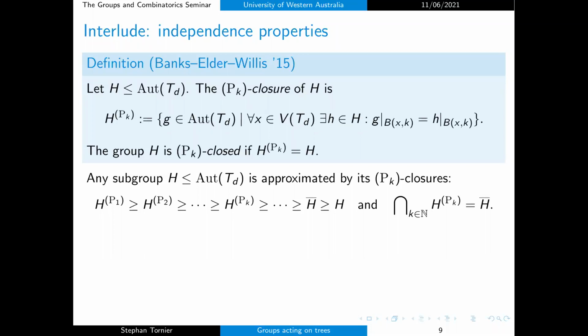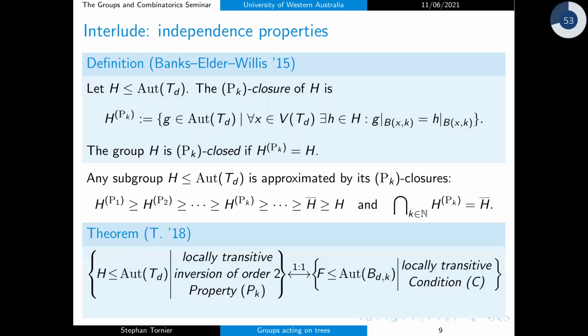And now I can tell you what class exactly I get with these finite permutation groups that satisfy condition C. If I restrict myself to locally transitive ones, and condition C, I get precisely locally transitive groups acting on the tree which contain an edge inversion of order 2. Could have any even order, but there has to be at least one of order 2, and satisfy one of these independence properties. And now, Michael, you can see which of the 7 groups of Tits you don't get.